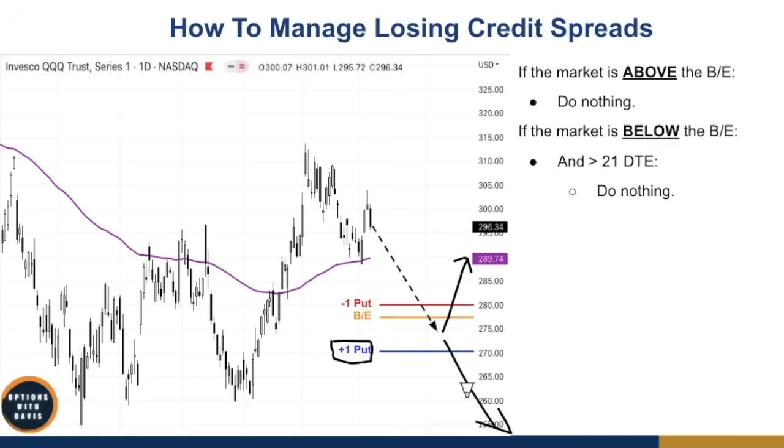So when there's still above 21 days to go, there's always a chance for the market to come back, right? You let theta decay work in your favor. You continue to hold on to this trade, even though it can go all the way down, it can eventually come back up. And because there is still a lot of days left to expiration, the chances of you getting assigned is very, very low.